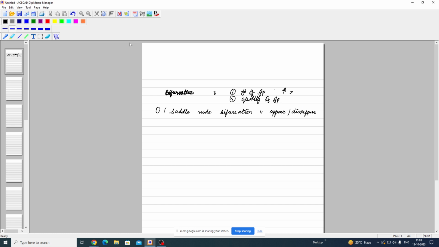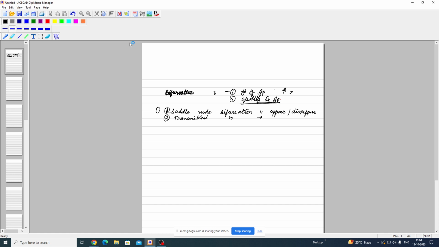The other kind of bifurcation that we are dealing with is, okay, hold on, I'm seeing that some of the stuff that I'm writing is not coming on the screen. The other kind of bifurcation that we deal with is transcritical bifurcation. Transcritical bifurcation is when the number of fixed points remains the same, but the quality of fixed points changes after a critical point.